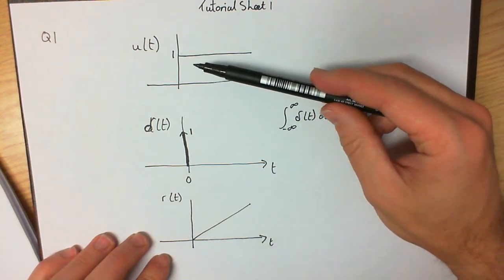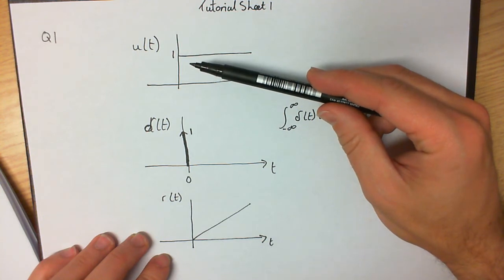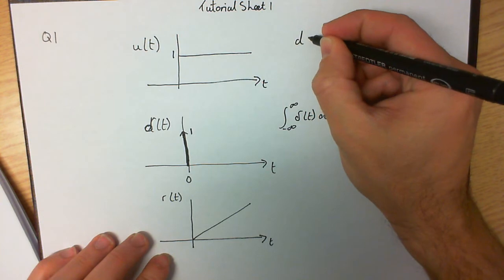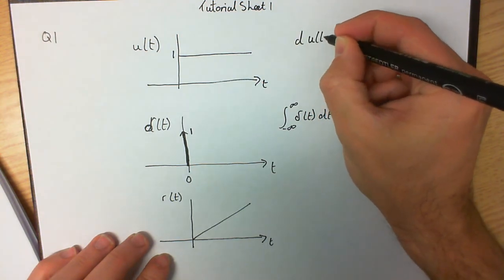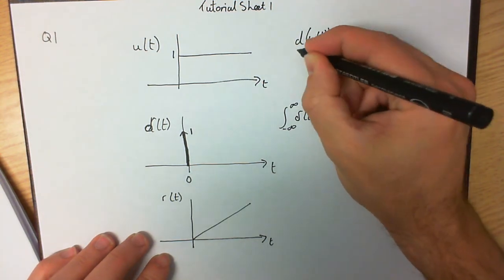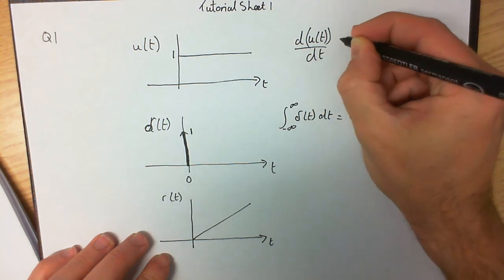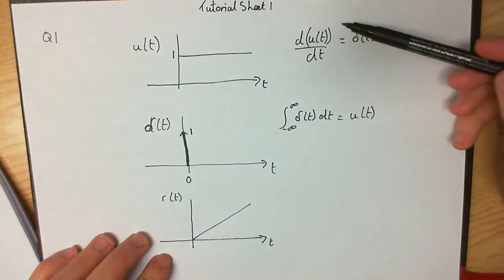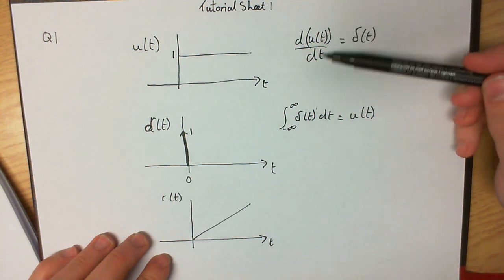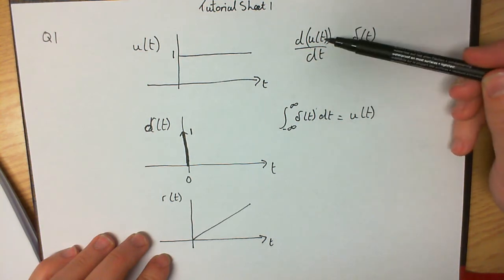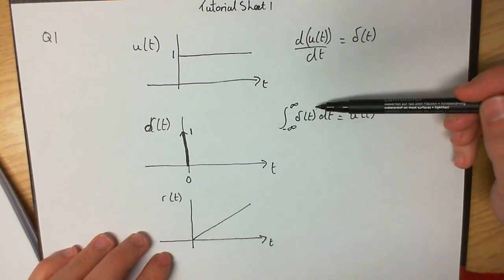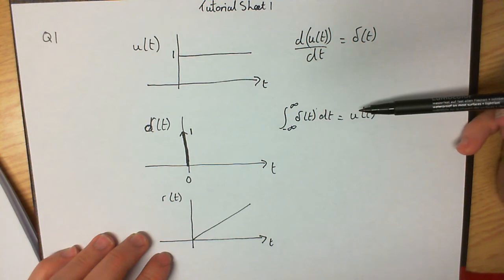Likewise, if we look at the unit step function and if we differentiate that with respect to t, that gives us the impulse function. So there's this pair of manipulations that you can do. If you differentiate the unit step function, you get the impulse. If you integrate the impulse, you get the step.